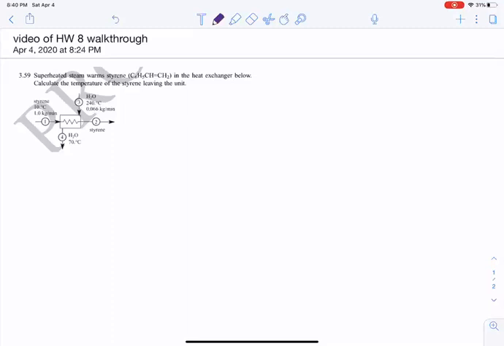So for this problem, what's happening is that we have water coming in as a gas. It's at 240 degrees C and leaving as a liquid at 70 degrees C. So that water is losing heat. And that heat is absorbed by this styrene that gets heated. So on page 200, there's a physical properties table. You can look up the melting point and boiling point of styrene. And from that, you can tell that the melting point is below 10 degrees C. So styrene is coming in as a liquid.